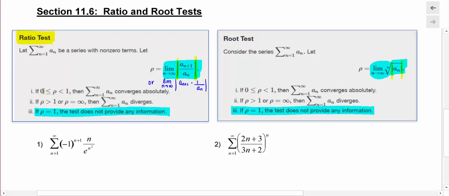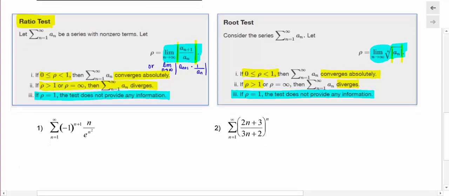So if my limit is between 0 and 1, if it's some positive limit less than 1, then I know I converge. If that limit is greater than 1, then that series diverges. And the same thing is true for the root test. If your limit is greater than 1, your series will diverge. If it's less than 1, you converge. And in this case, we do converge absolutely, just like we talked about in that conditional versus absolute convergence video before this. So let's get started so you can see how this works.